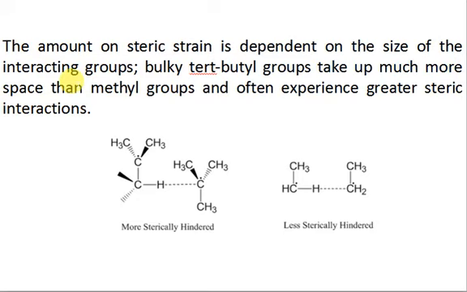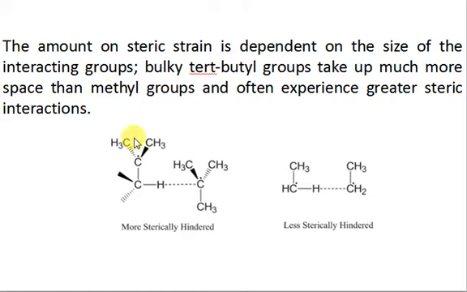The amount of static strain is dependent on the size of the interacting group, right? So a tertiary butyl group is a very bulky group. Bulky group means larger group. So if a group is much larger, then the static strain will be higher because the repulsion of that group will be much more. But if you have a smaller group, then the steric strain will be lower, right? The steric strain is dependent on the size of the interacting groups. Larger the groups, more will be the steric strain. Smaller the groups, lesser will be the steric strain.